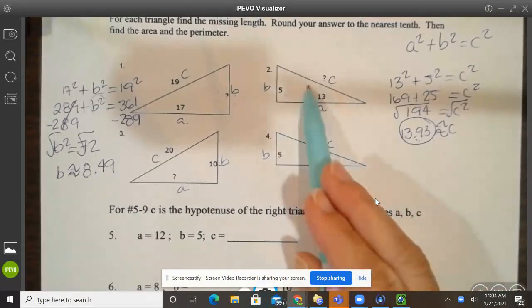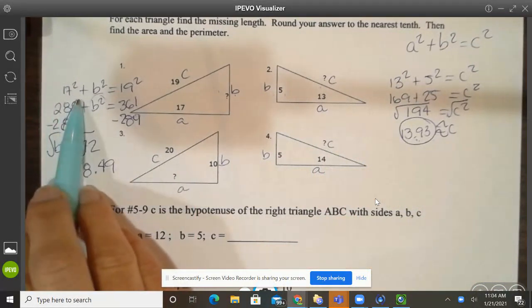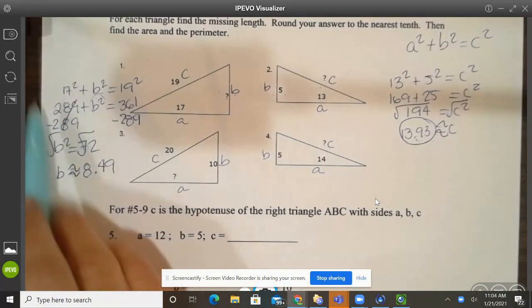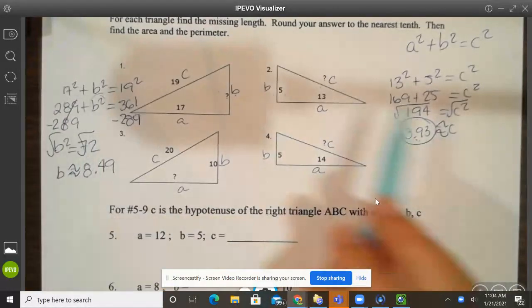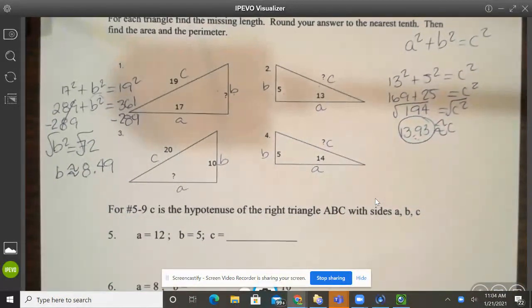This is similar to this one. And here you're looking for A. This is similar to this one. So you're going to subtract. Here, notice you subtracted. Here you add it. So remember that, okay?